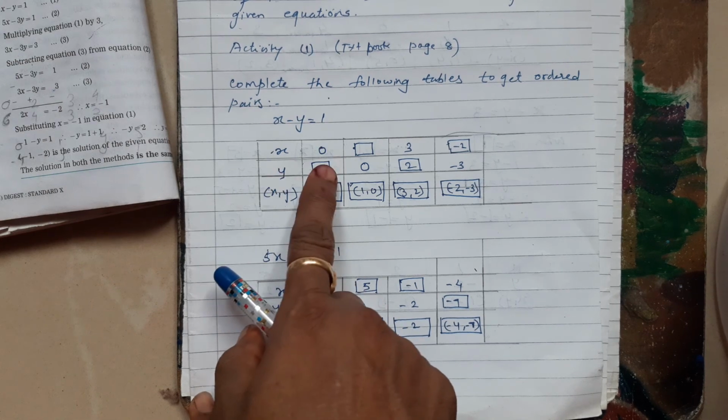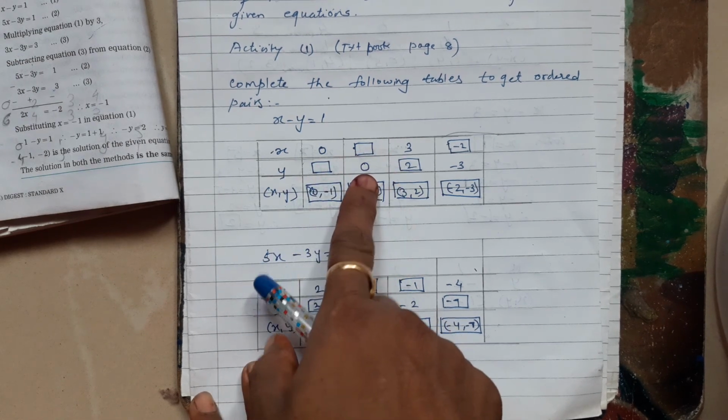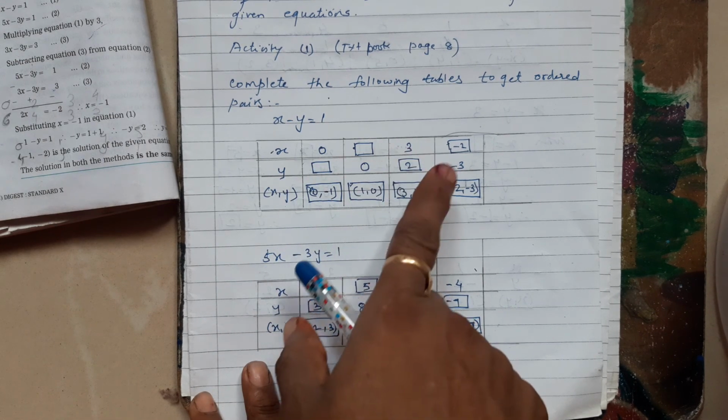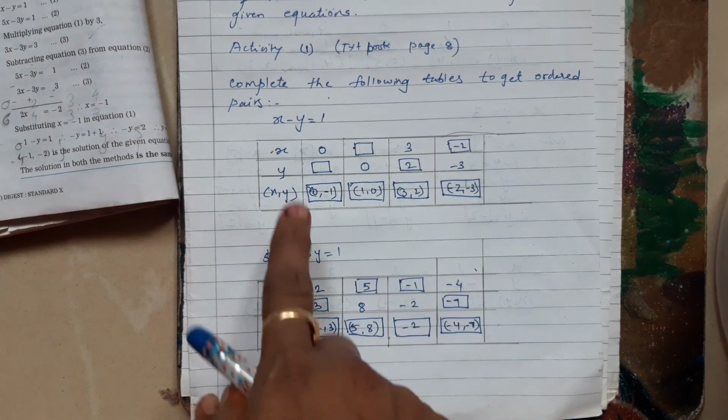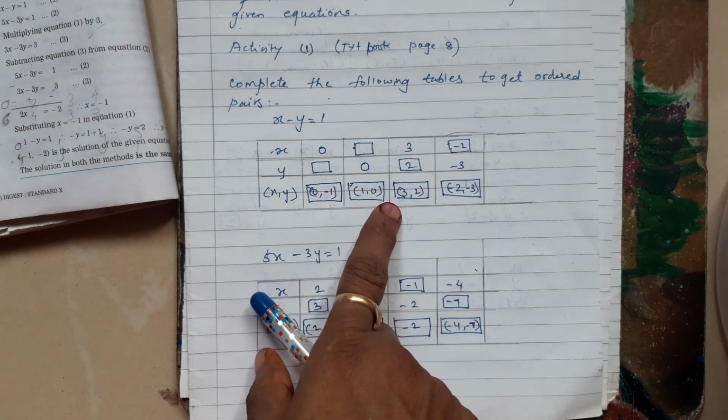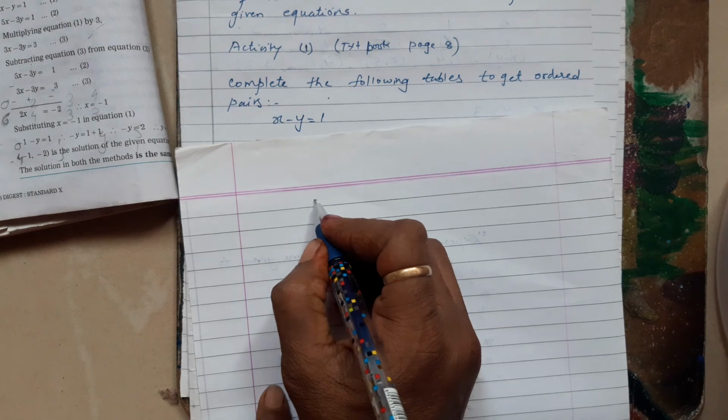X is 0, you have to find out y. Y is 0, you have to find out x. Then x is given, find y. Here y is given, find x. Second equation is also given. I will first show you how to find out values for this x and y. So let us write first equation.